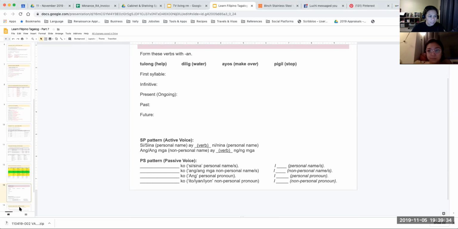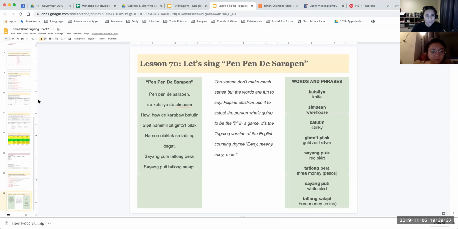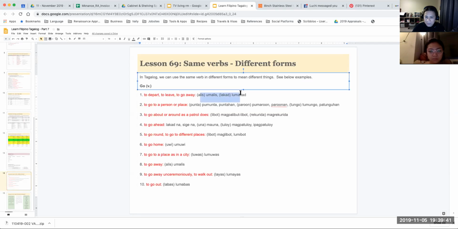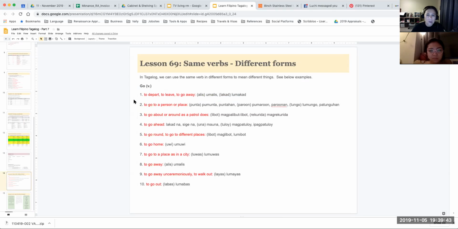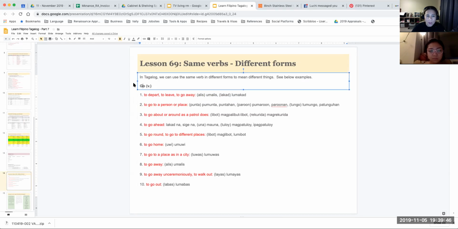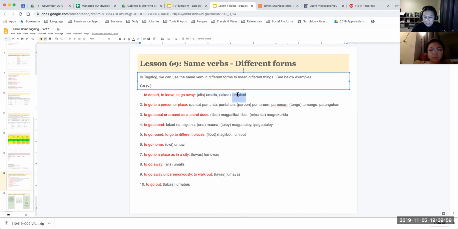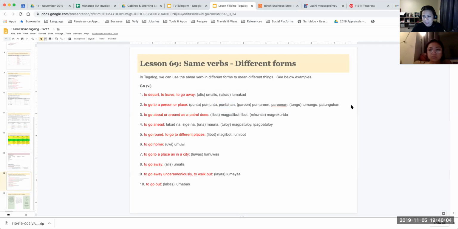Let's go next. These are some words that you can practice with or memorize. Here we have different contexts of just the word go. We have different words to say it in different contexts. You can read on that later, but if you want to read now, just read the Tagalog formed verb, not the root word. If you have questions later, go ahead.